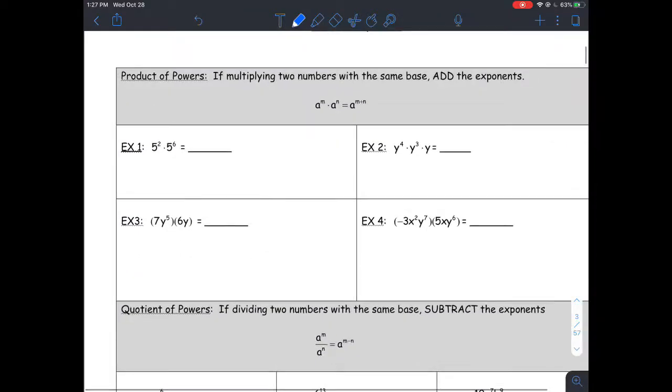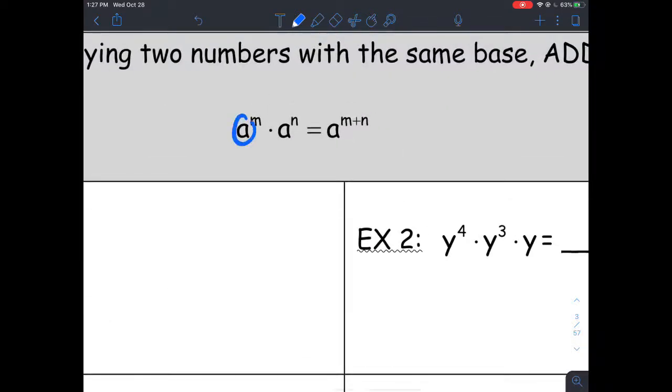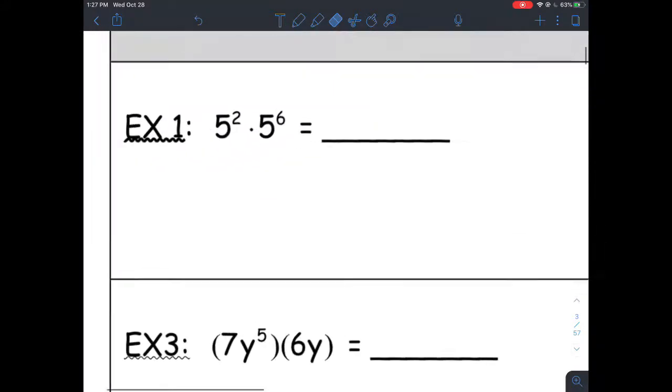So now we're going over the rules of exponents. I think you guys have seen this before. If not, no worries at all. So first we have the product of powers. If multiplying two numbers with the same base, you add the exponents. So keep that in mind, they have to be the same base. But it's pretty simple. All you do is add the exponents.